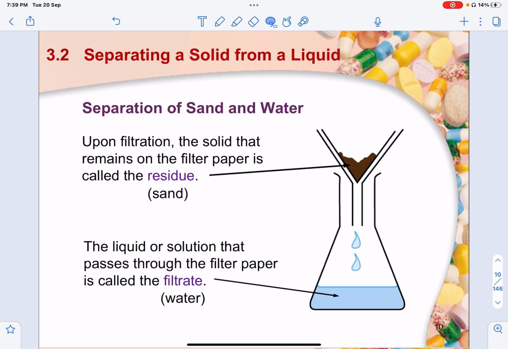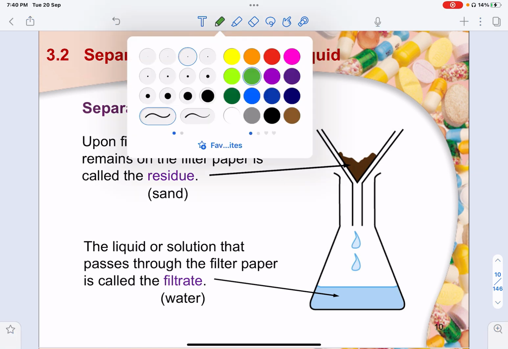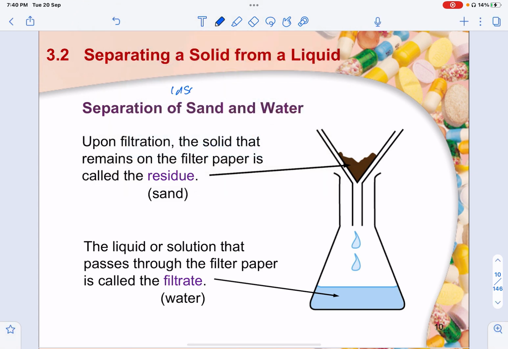Now, in this case, when it comes to the sand and the water, the sand is what we call the insoluble solid, and the water is the liquid part.